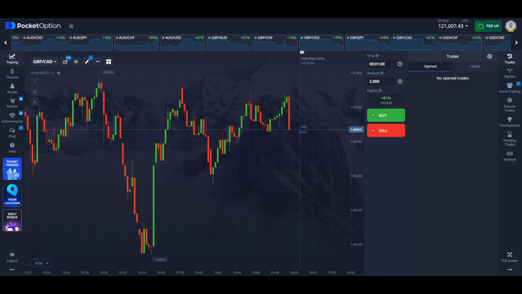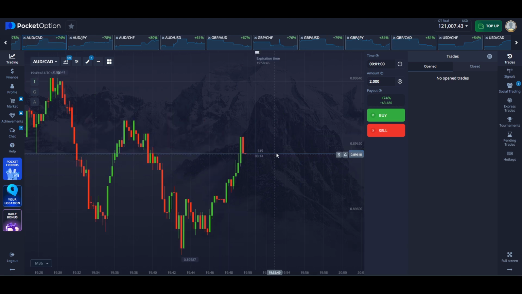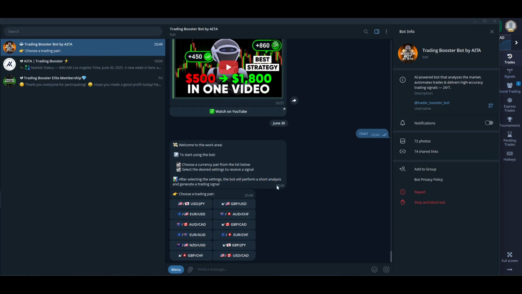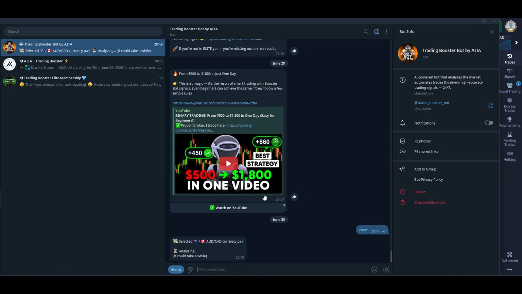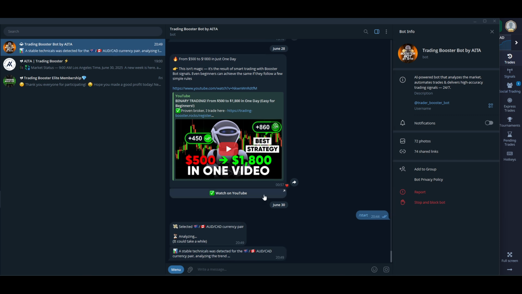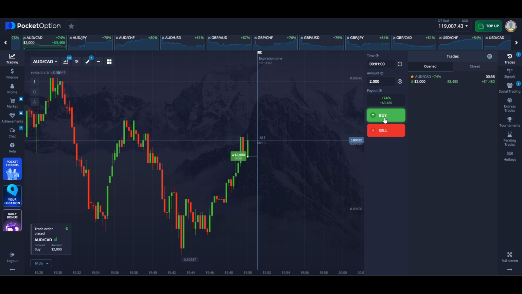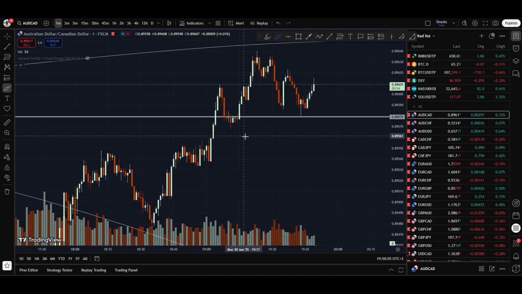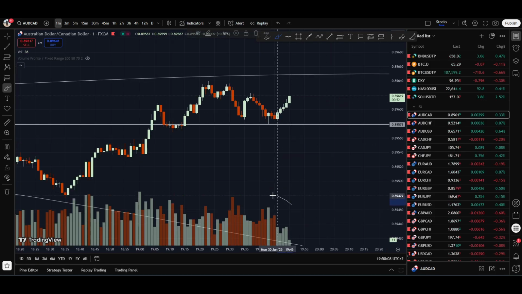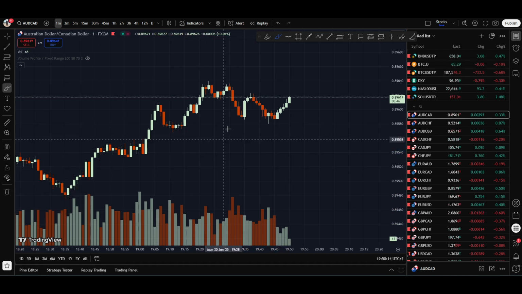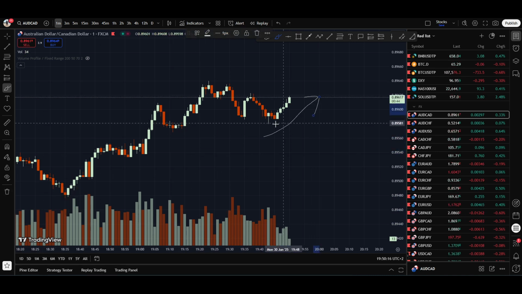But on the Australian dollar to Canadian dollar currency pair, everything is fine with volatility. That's why I select this currency pair in the booster bot and set the trade time to 1 minute. And now I just wait for my signal. I get a buy signal. Right from here, I open my buy trade, and let's watch the results together. I check the volumes on TradingView, and we can see that they're still pretty decent here. So, the price is still moving actively, which means you can still try to make some profit on this currency pair with the booster bot.